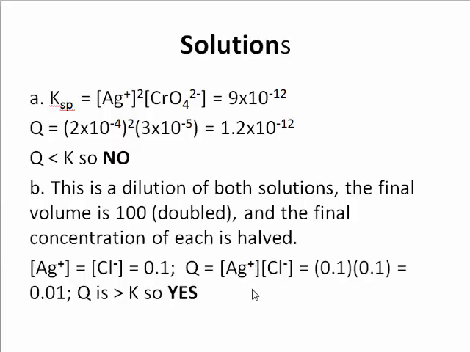Q, the reaction quotient, is 0.1 times 0.1, or 0.01. Q in this case is greater than K for silver chloride. Remember, K is 1.8 times 10 to the negative 10. So the answer is yes.